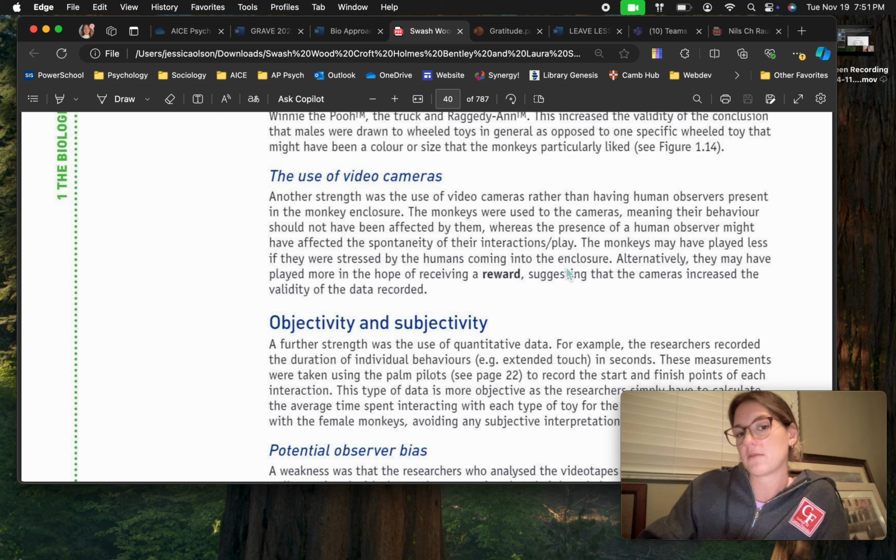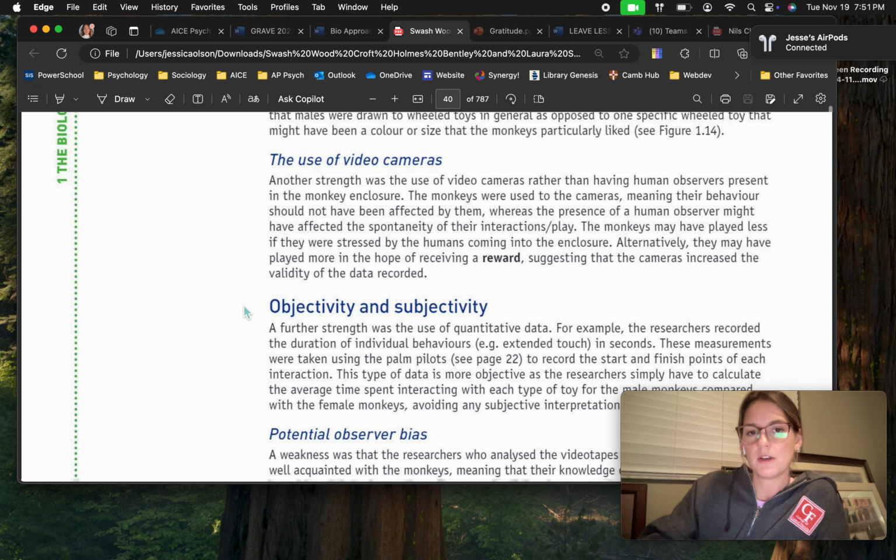This says that monkeys may have played less if they were stressed by the humans, or they might have played more because they thought the humans could give them a reward. And that's the kind of downfall of monkeys in captivity because they're so used to that positive reinforcement, the reward, when they do things that they like. So they're very like people-pleasing behaviors. So that's good.